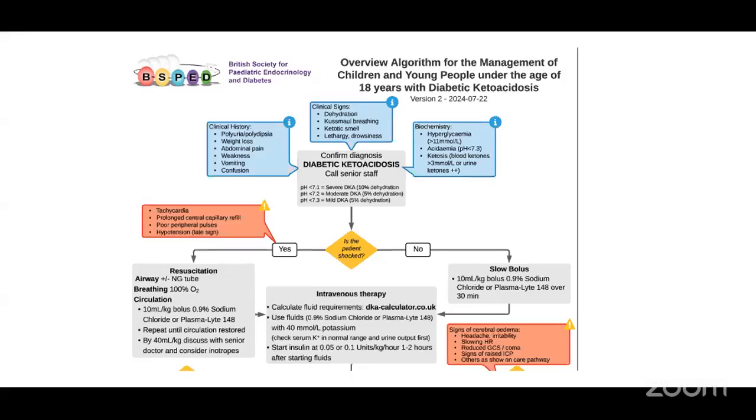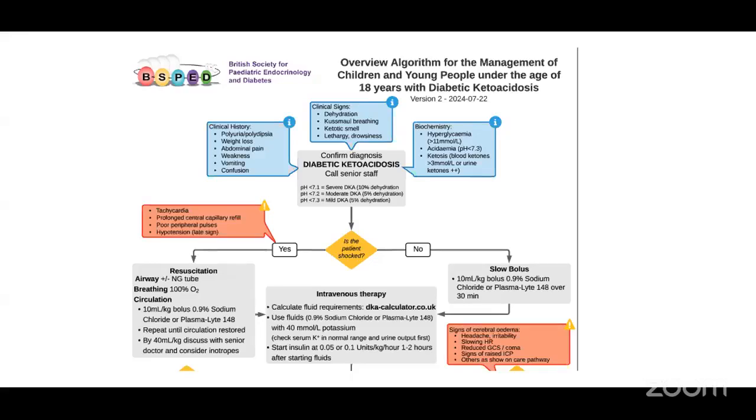dkacalculator.co.uk, you use fluids with 40 millimole per liter potassium. Check serum potassium in normal range and urine output first. These two have to be checked beforehand. If they are normal, NS has to be started with 40 millimole of potassium per liter. 40 milliequivalents has to be added in the NS which we're giving.